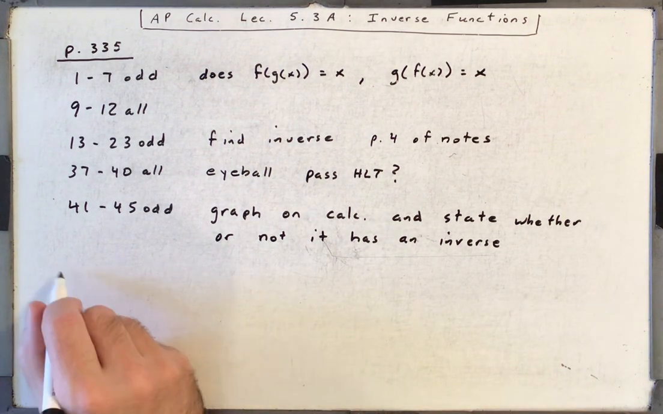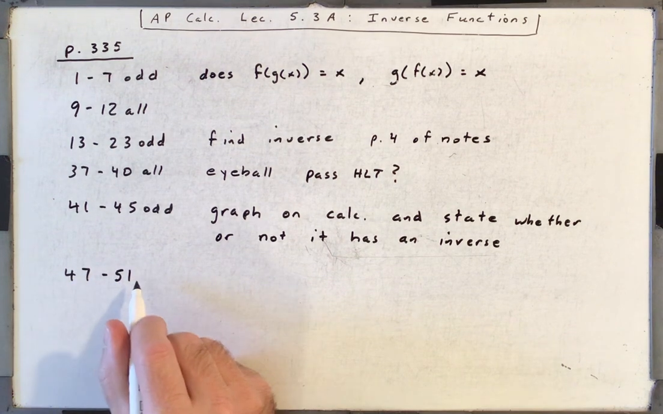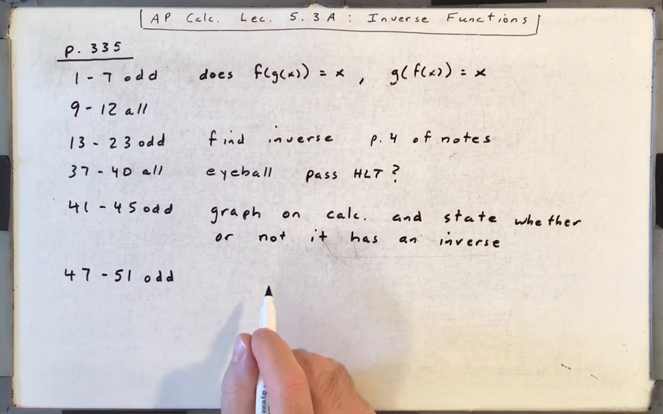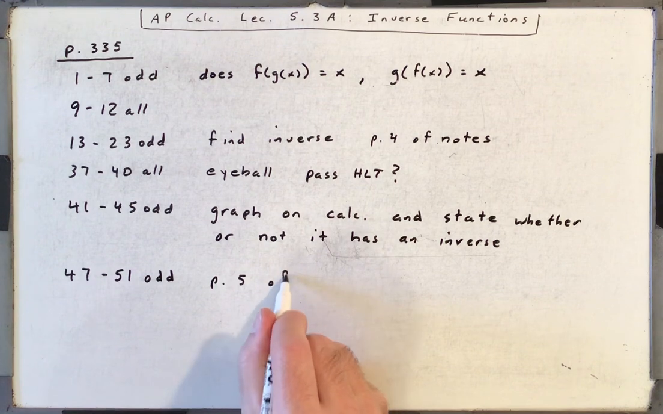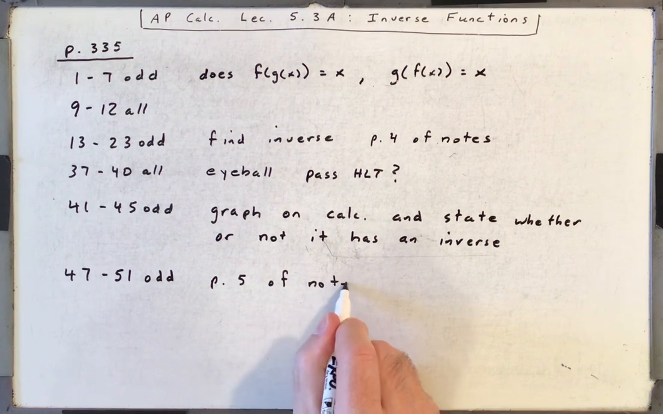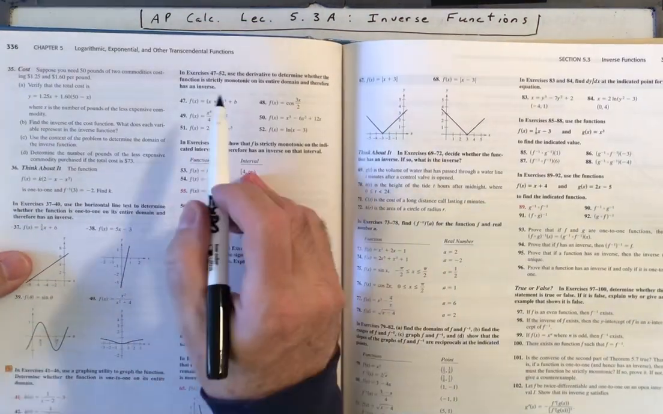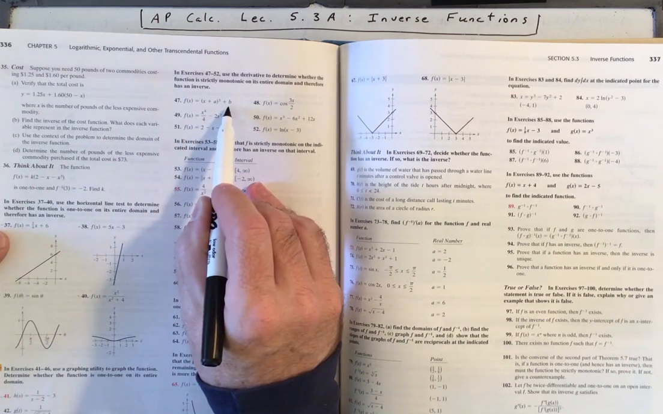And then finally, and this homework assignment isn't nearly as long as it looks, 47 through 51 odd, you're going to use the procedure on page 5 of notes. You're going to use calculus to determine if it has an inverse. Now there's one that seems to give students trouble every year, so let me give you a hint. On 47, a and b are just constants. So what's the derivative of a constant?